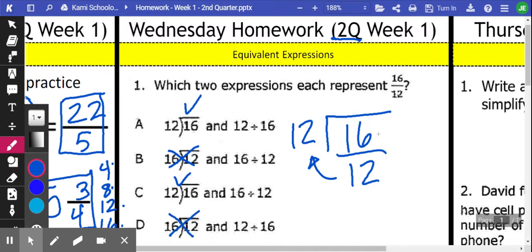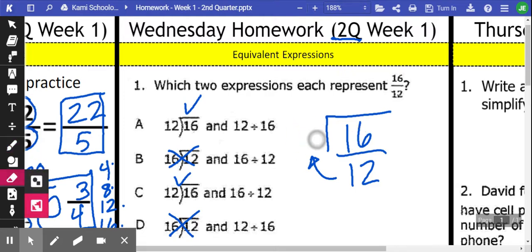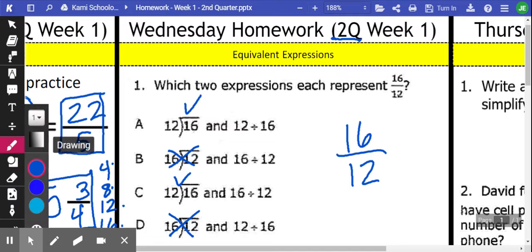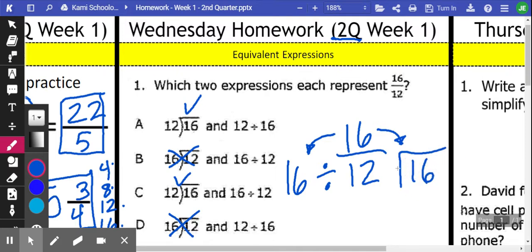All right, and then we're going to take a look at the next part of it. Well, 16 is divided by 12. The way I taught this in class is 16 on top of the fraction goes in front for division, and then 16 goes inside for long division. So 16 divided by 12, we already have this one, and now we need to look for 16 goes first, and then 12 goes second for the expression.